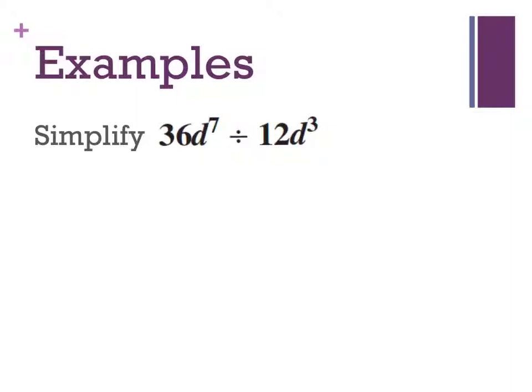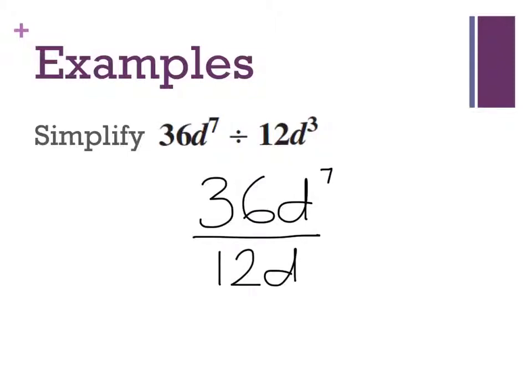Whoa! Big numbers. Okay, this time, guys, we don't just have pronumerals, we also have numbers. So 36d to the power of 7 on 12d to the power of 3. Now the rule when you have pronumerals and numbers: let's deal with my numbers first and my pronumerals second.